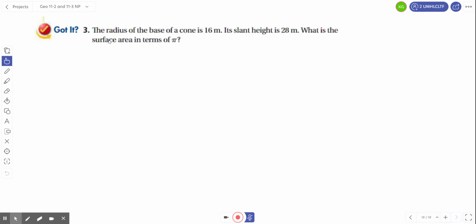Here's one for you to try. You have the radius and the slant height. I would recommend drawing a picture and answer in terms of pi.